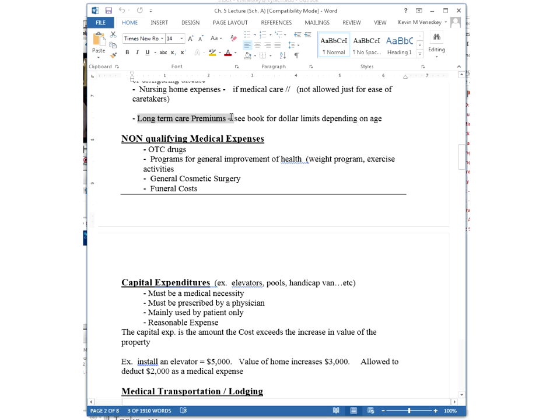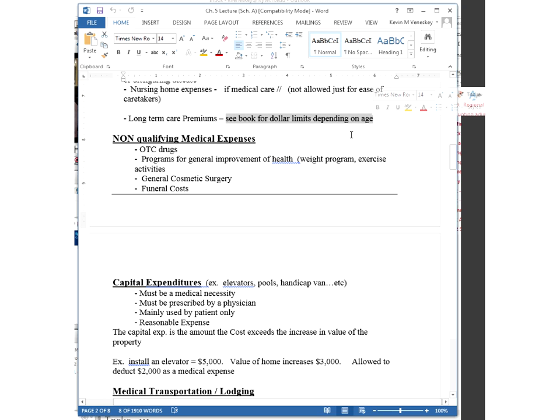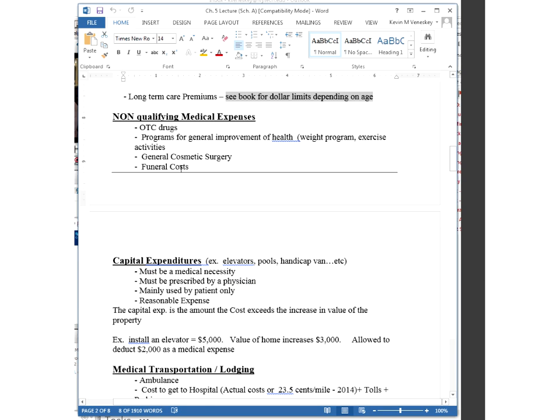Long-term care premiums. If you're paying just for long-term care premiums, basically is what it's called, similar to health premiums, there is an amount that you're allowed to deduct depending on your age. It changes every year, so I'll have you look at it in the book, and you can see there's one multiple choice question that concerns this in the homework.